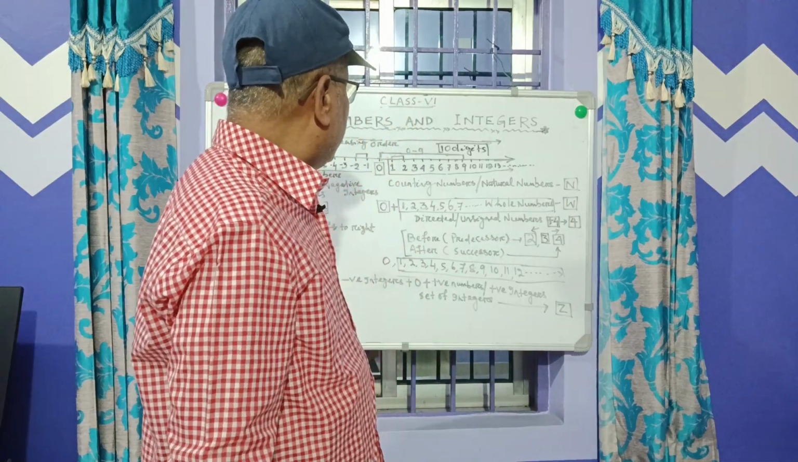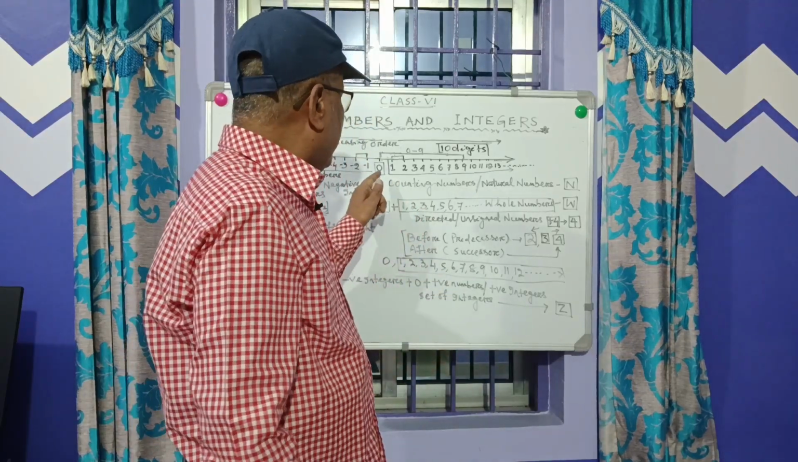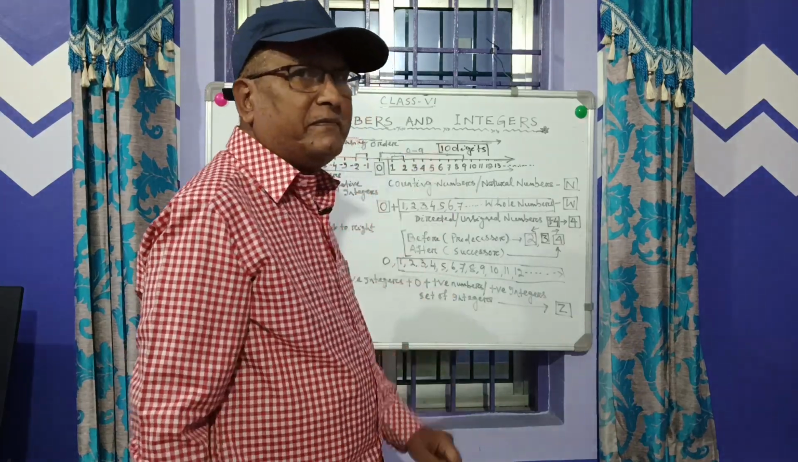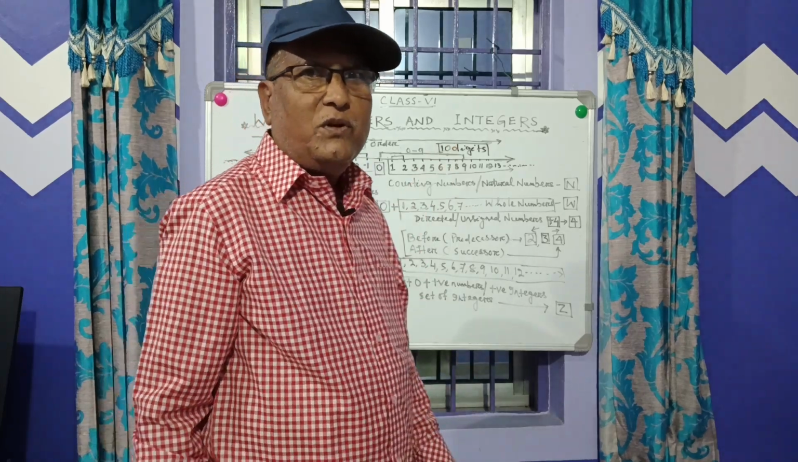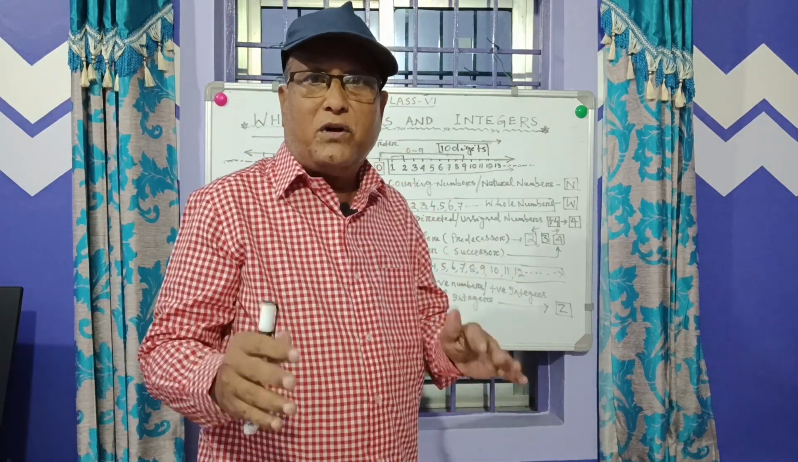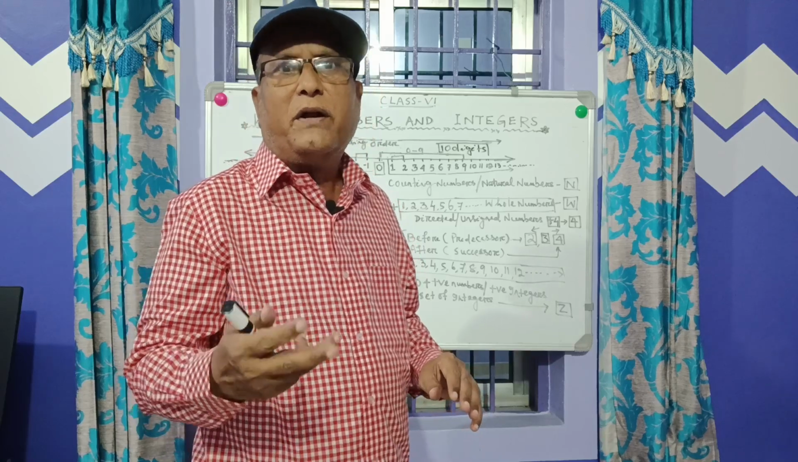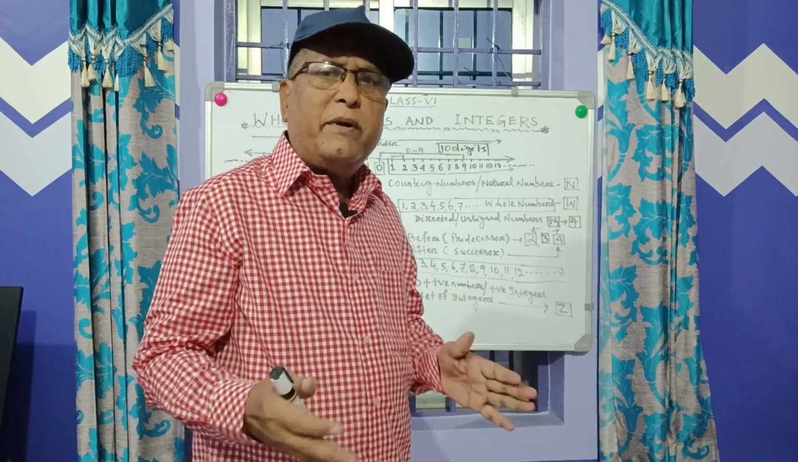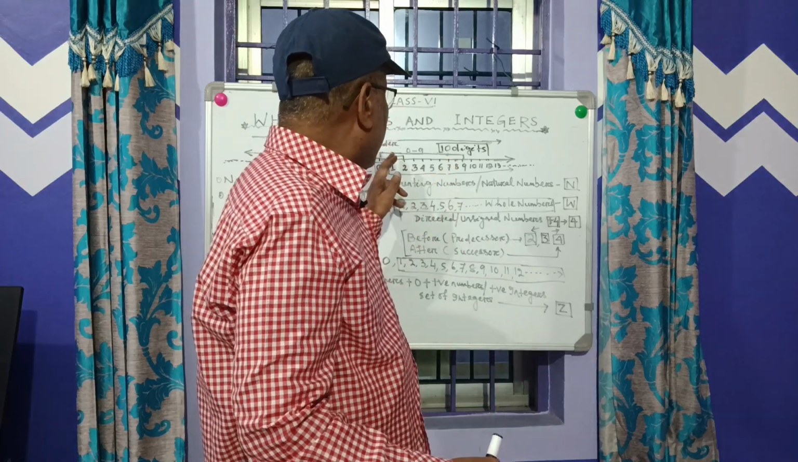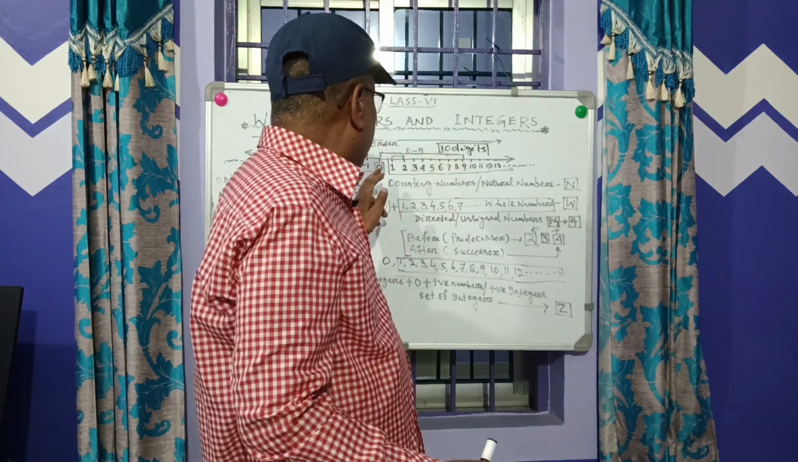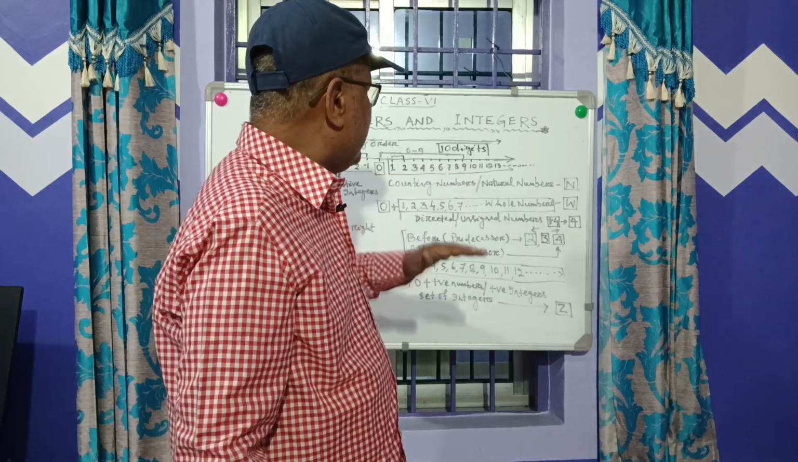Now look at 0 to 9. These are called single digits. So how many digits? 10 digits. So we write numbers, a 2-digit number, a 3-digit number, or a 4-digit number, whatever it may be, we use these digits. So there are 10 digits, 0 to 9. Okay, now it is clear.